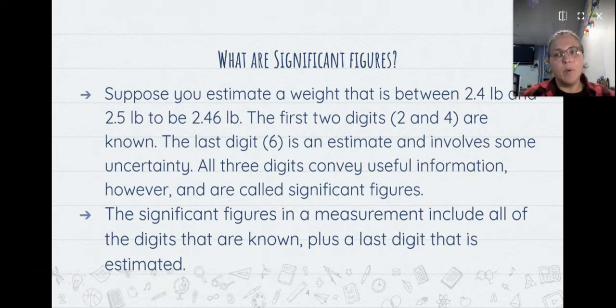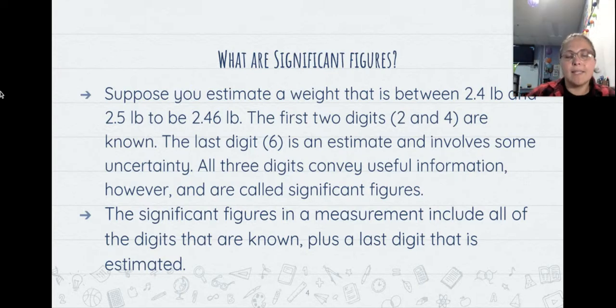So an example of when you might use this: suppose you estimate a weight of something that is between 2.4 pounds and 2.5 pounds, and you estimate that to be 2.46 pounds. The first two digits, 2 and 4, are known. It's what you know about the weight. The last digit, the 6, is an estimate, and it involves some uncertainty. So you had to kind of guess or estimate that. You weren't entirely for sure.